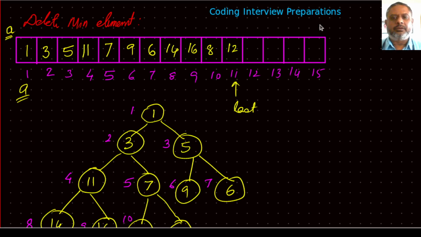Now let's get into real action. Try to build the algorithm for deleting the minimum element from the min heap. So we have the data stored in the array, and this is the last element in that.